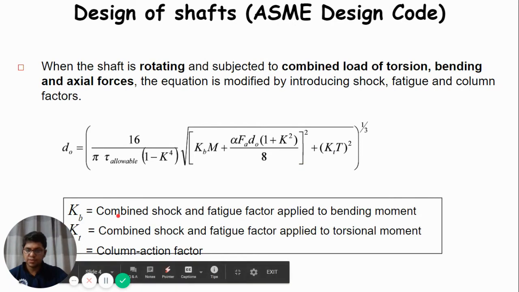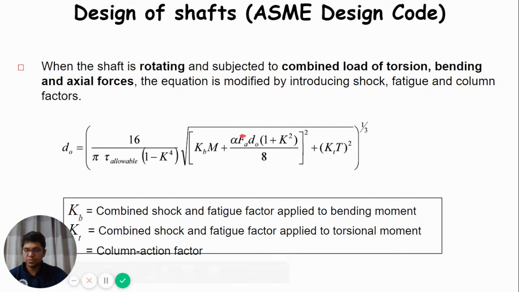And what is the difference actually? So kb represents the combined shock and fatigue factor applied to the bending moment, and kt represents the combined shock and fatigue factor applied to the torsional moment. And alpha is a column factor in order to include the buckling phenomenon due to the axial compressive load. And this equation we are able to use to design for dynamic loading conditions.